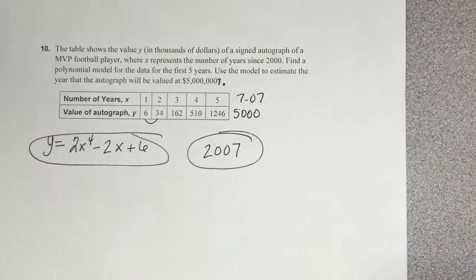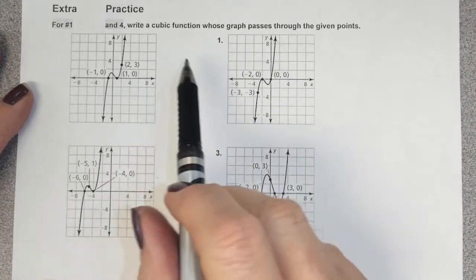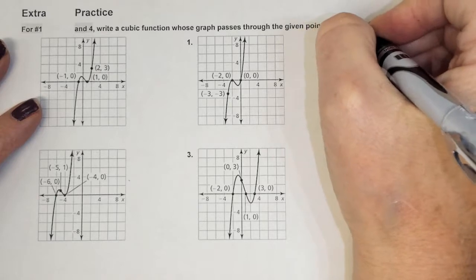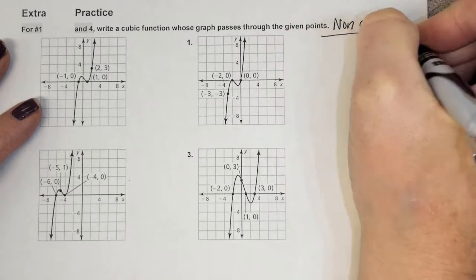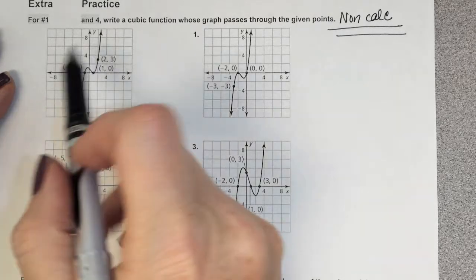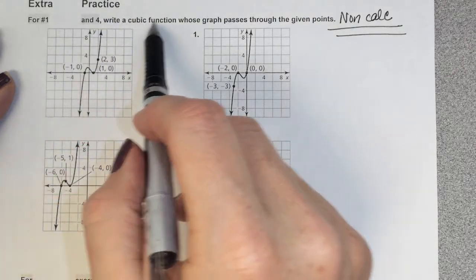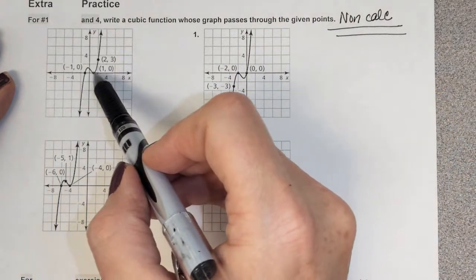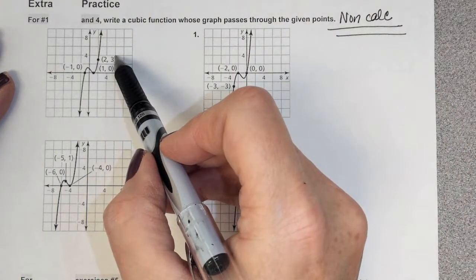All right, we're going to go back now to page 120. I want to do a couple of problems over cubics where we do not use our calculator. This would be on the non-calculator part if we had that on our test. So it says, for numbers 1 and 4, write a cubic function whose graph passes through the given points. So we're given 3 points, but we're not allowed to use our calculator.